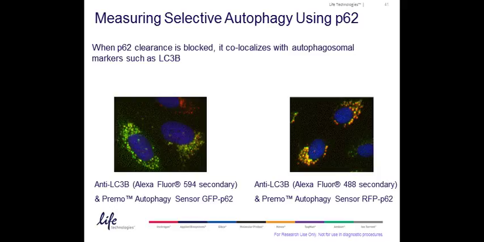Indeed, under conditions of blocked autophagic flux, one sees a co-localization between P62 and markers of the autophagosome such as LC3. Here we show cells expressing GFP-P62 as well as RFP-P62 that have been treated with chloroquine and fixed prior to staining with Alexa Fluor-conjugated anti-LC3B antibodies. Co-localization of both P62 and LC3B confirms that these aggregates are found within autophagosomes.